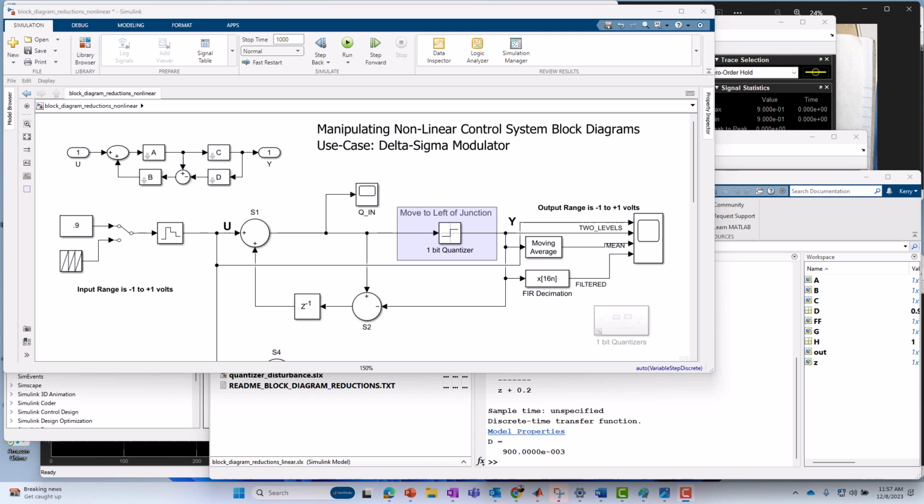Hello, this is Carrie Schutz with MathWorks, and in this recording, I'm going to show how to make manipulations and modifications on nonlinear control system block diagrams to put them into a more usable or easier to analyze format. This video is a continuation of a video I did on the same topic for linear systems.